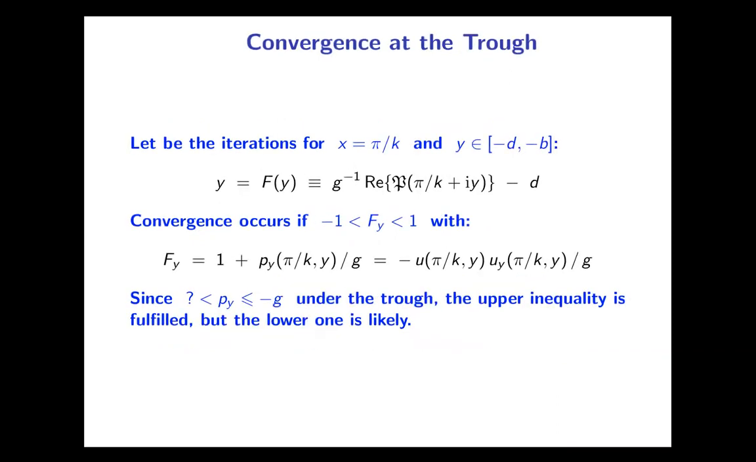We can do the same at the trough. We have a similar analysis at the trough, except that we know an upper bound of this inequality, but we don't know rigorously a lower bound. It's still an open question, but we have good reason to believe that this condition is satisfied, such that it converges. And the numerical tests show that, but the rigorous mathematical proof is still missing. Okay, so that's for the trough.